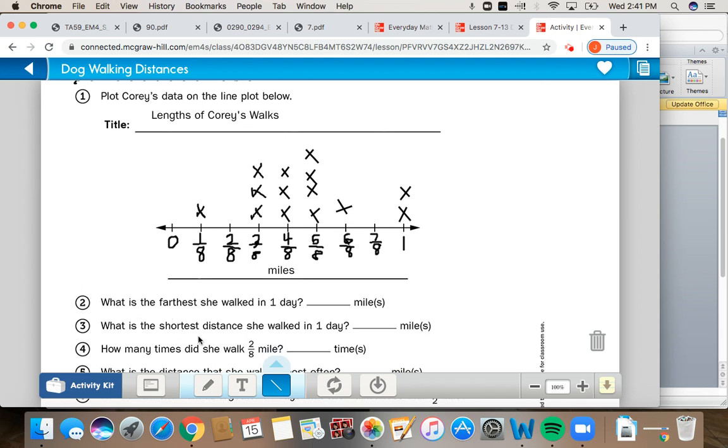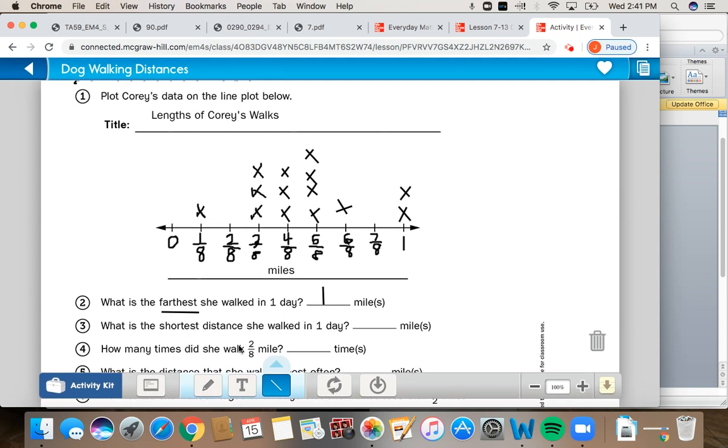What is the furthest she walked in 1 day? So I want the number here that is the furthest. Well, this is 0 miles. I know that's not far. The furthest amount would be my largest number down here. So what do you think it would be? Did you say it would be 1? Because that was my largest number of miles, 1 mile. My smallest amount is 0 miles.